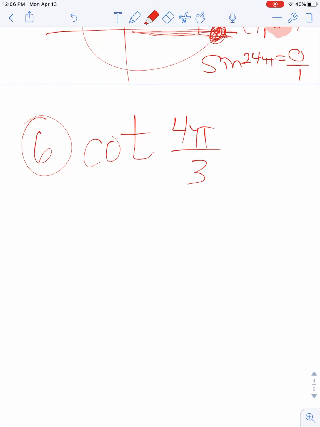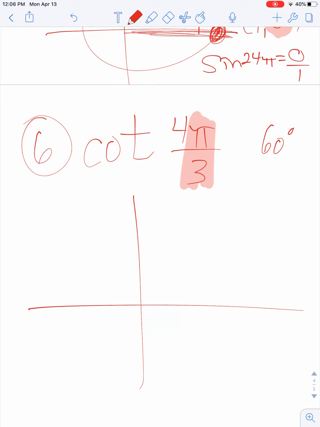Let's do one more. Which one haven't I done? Cotangent. So let's do the cotangent of 4 pi over 3. Tell me the reference angle. Think about it. Immediately I see pi over 3. I know 60 is the reference angle.